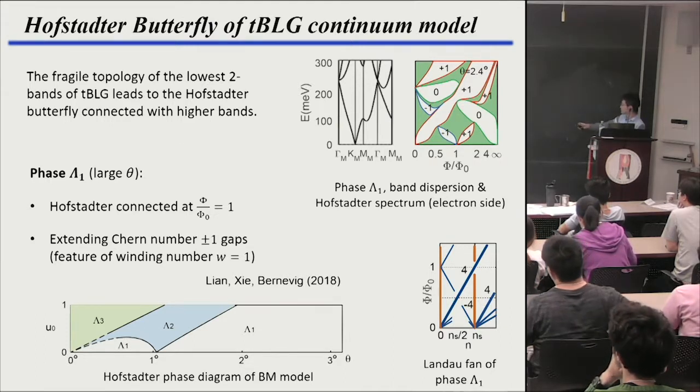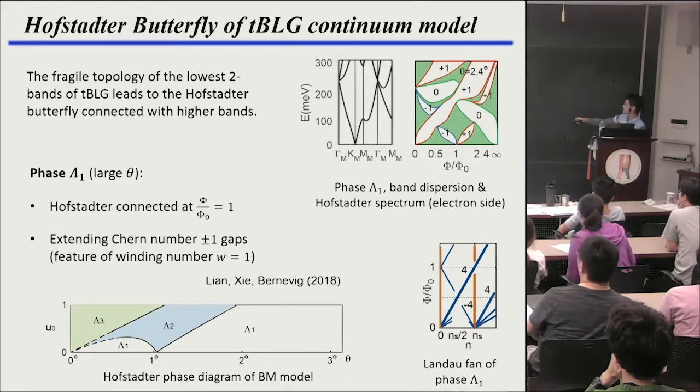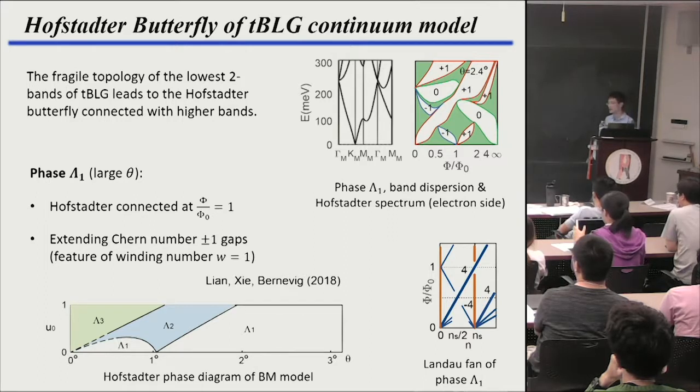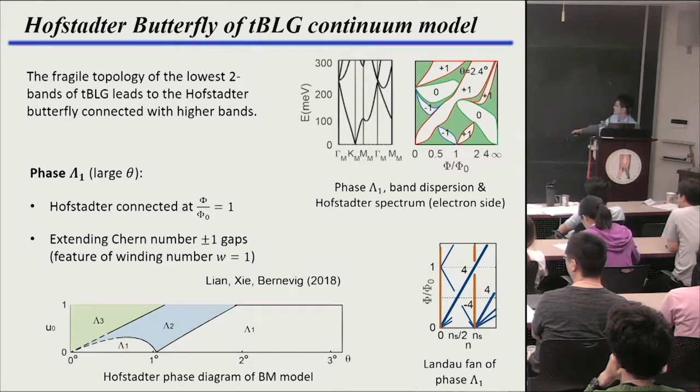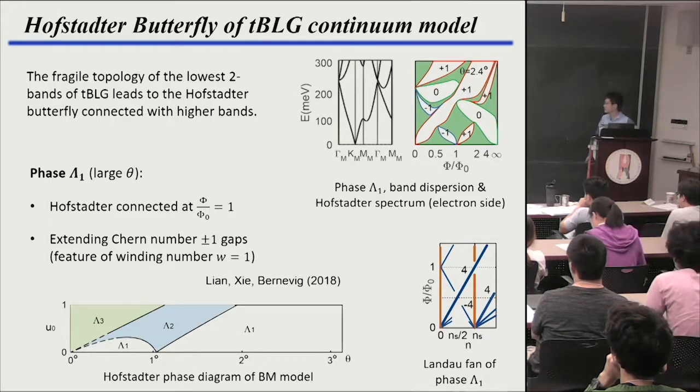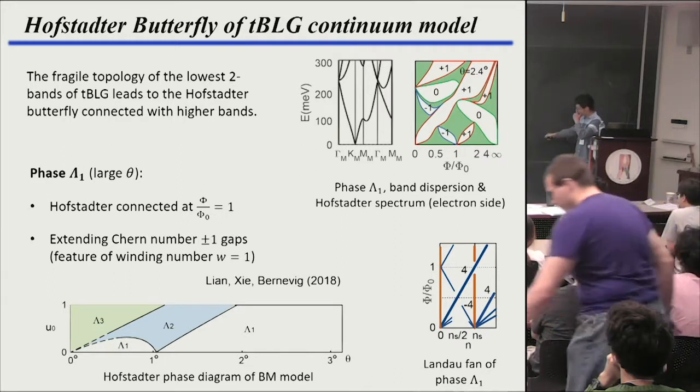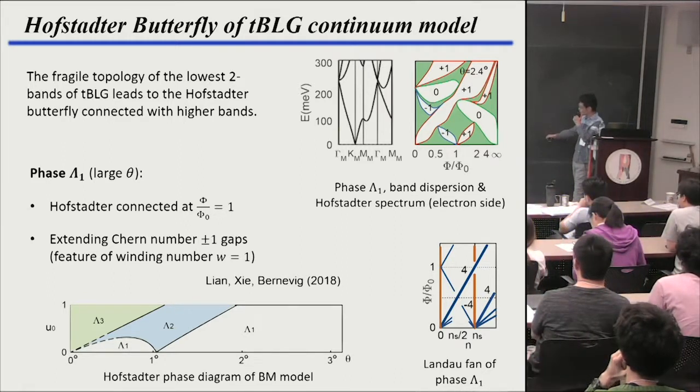So in this case, we just look at the Hofstadter butterfly from zero flux all the way to infinite flux, to look at the whole Hofstadter spectrum. What we find is a little bit tricky. There are different phases with respect to system parameters. For example, this is theta, the twist angle, and this is a deformation parameter. What you can see is there are three phases, but all three phases have the feature I just mentioned.